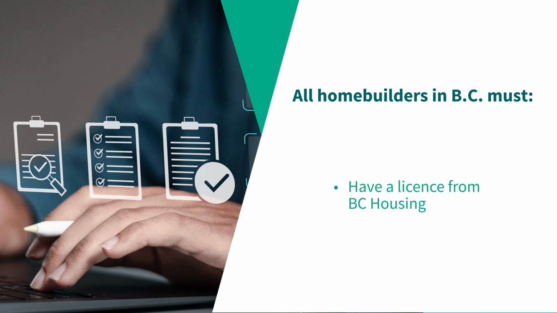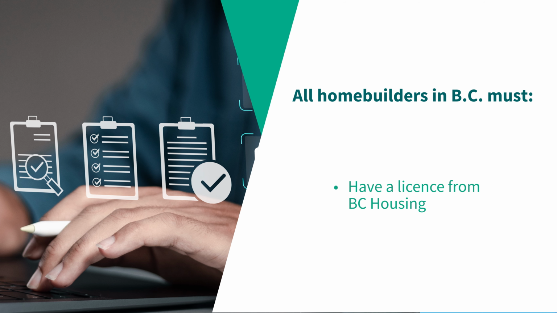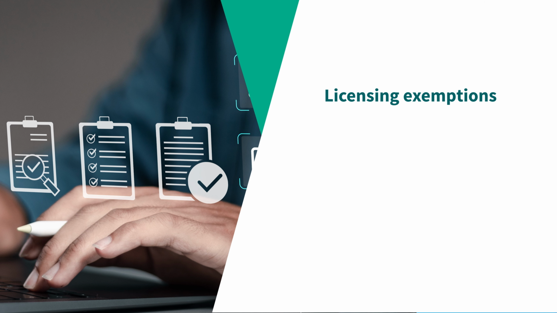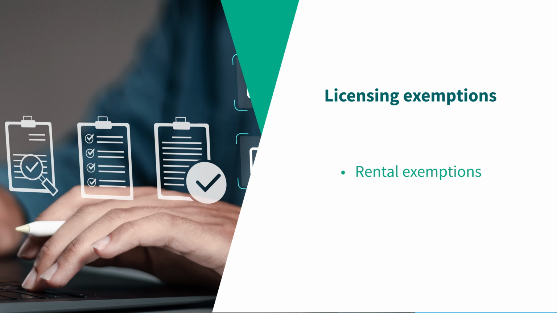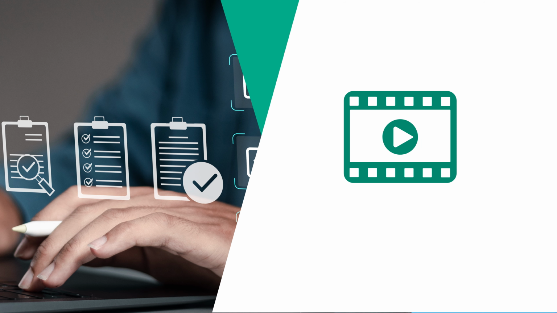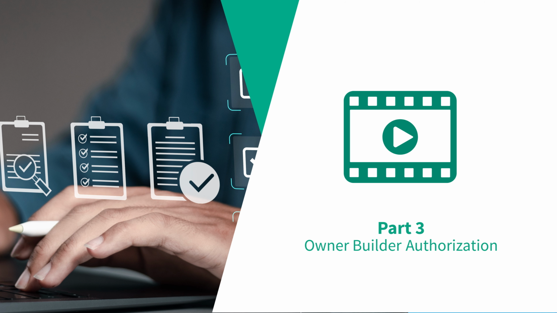All home builders in British Columbia must have a license from BC Housing to get a building permit or start building a new home. Some exemptions from licensing exist, such as rental exemptions and owner builders. For more information on owner builders, please see Part 3. But in Part 1, we'll be focusing on the licensing requirements.